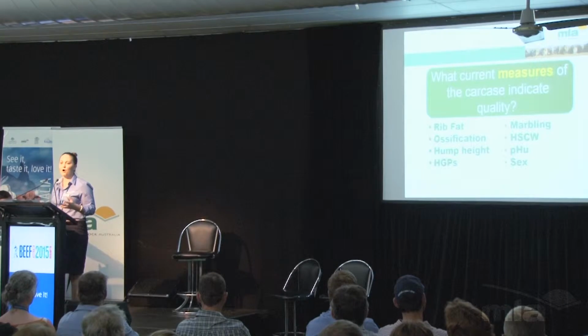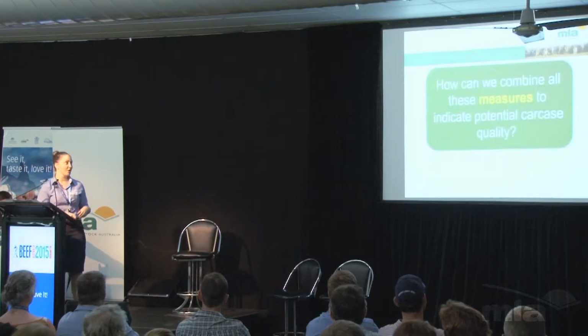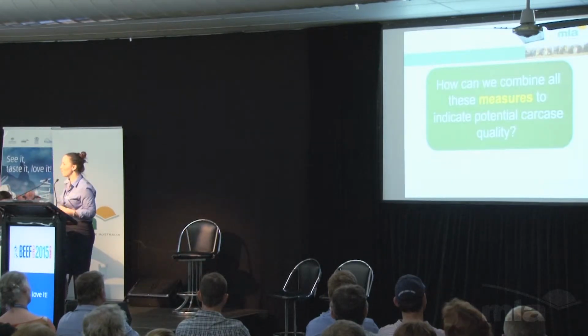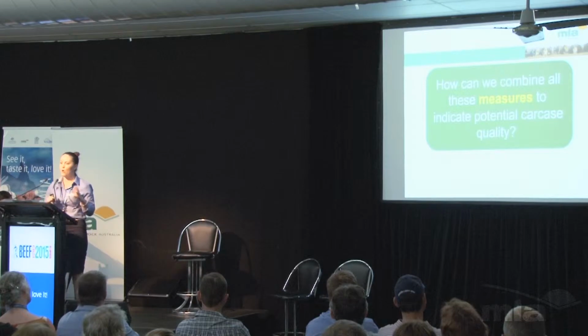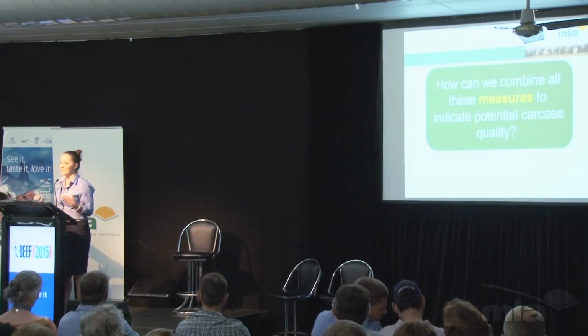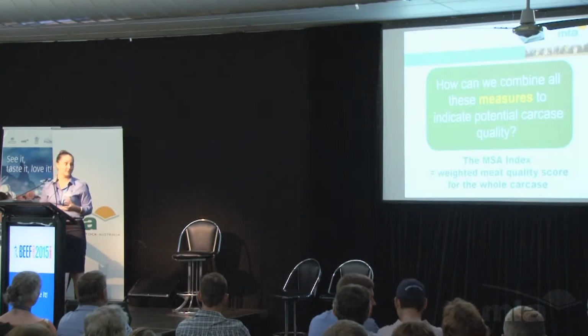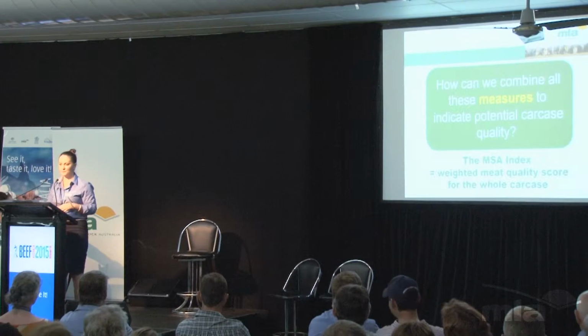So it's a very complex recipe, and we needed a common language that we can use that is one single score. So we've come up with this score, which is a single figure to demonstrate all those carcass eating quality traits and how they reflect on farm, how they reflect to the carcass. So it is a weighted meat quality score for the entire carcass.